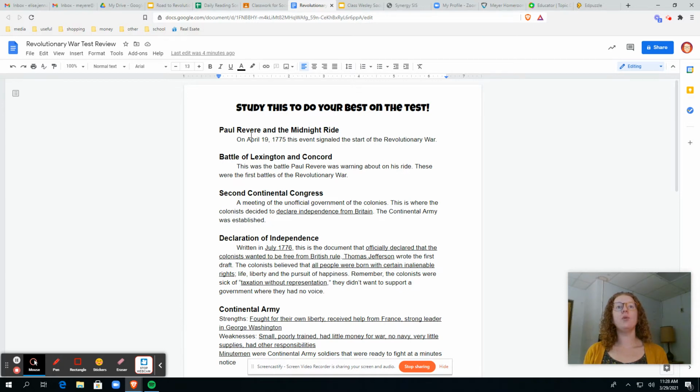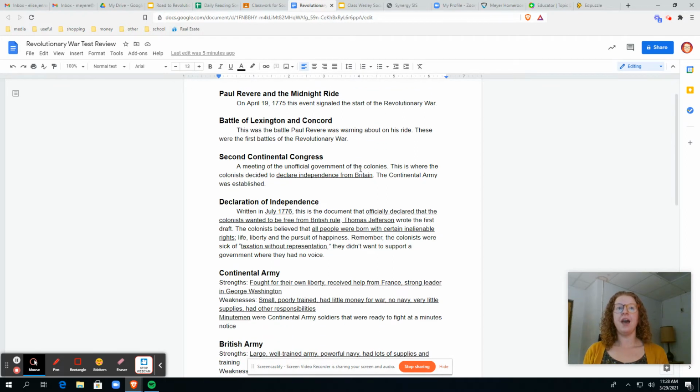So just to summarize, Paul Revere and the Midnight Ride. That was on April 19th, 1775, and signaled the start of the Revolutionary War. He was going to warn them about the battles of Lexington and Concord, and those were kind of our first battles of the war. After that, the Second Continental Congress met. Remember, that was kind of the government of the colonies before they had their freedom from Britain. This is where they decided they needed to declare independence from Britain. They couldn't go on the way that they were, and they established the Continental Army.